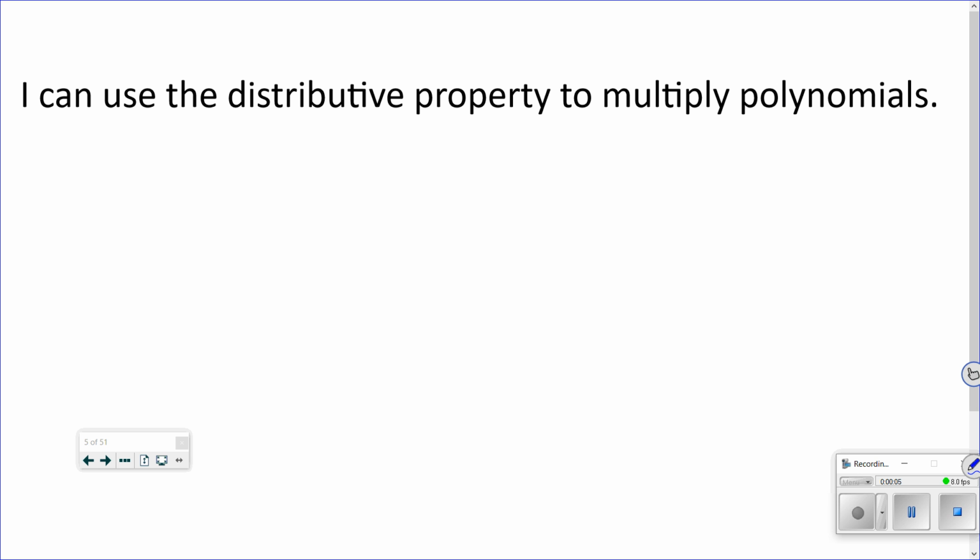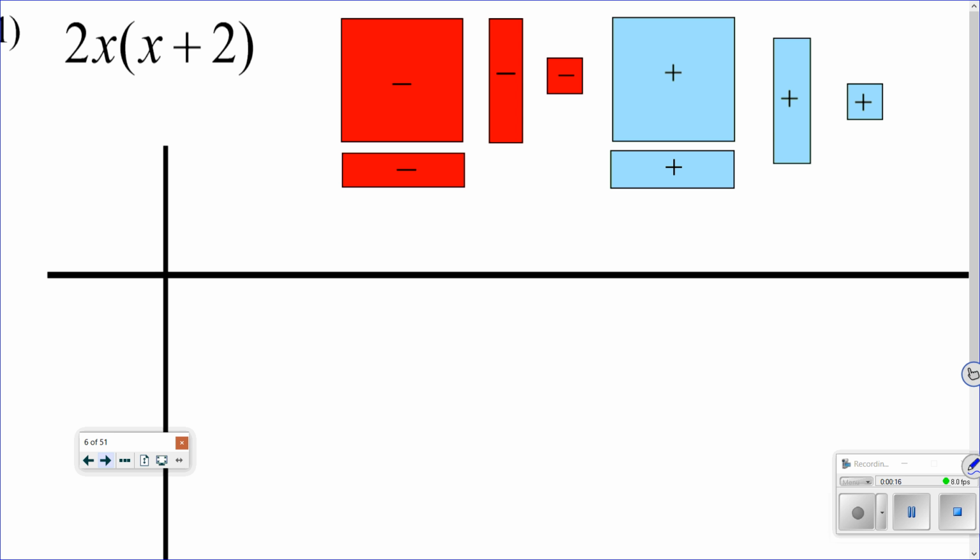So today we've talked about how to add and subtract polynomials. Now we're going to go through and talk about how to multiply polynomials together. We're going to use the distributive property. One way you can do this or show how to multiply is by using algebra tiles.